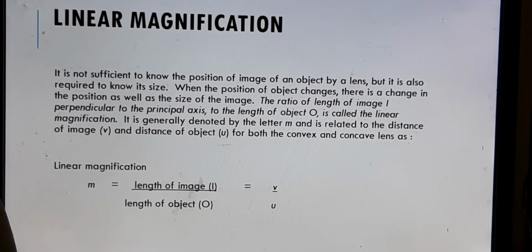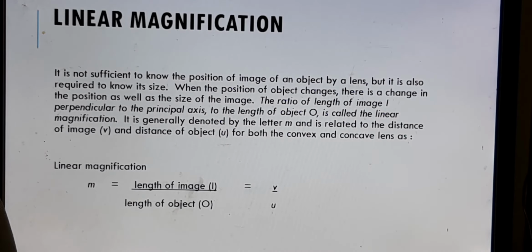So the ratio of the length of the image I perpendicular to the principal axis to the length of the object O is called the linear magnification. It is generally denoted by the letter M. So linear magnification is M. How can you find the linear magnification? It is the size of the image by the size of the object. So that is the value for magnification, and it can also be connected to the distances.